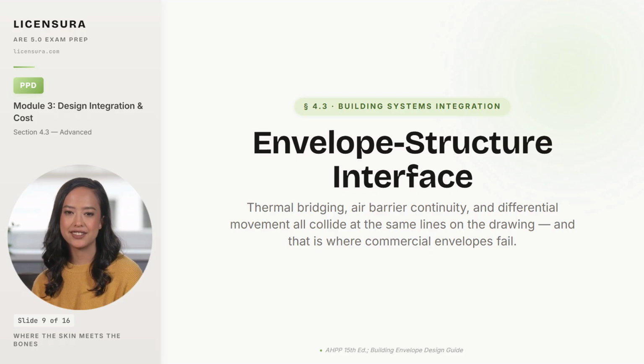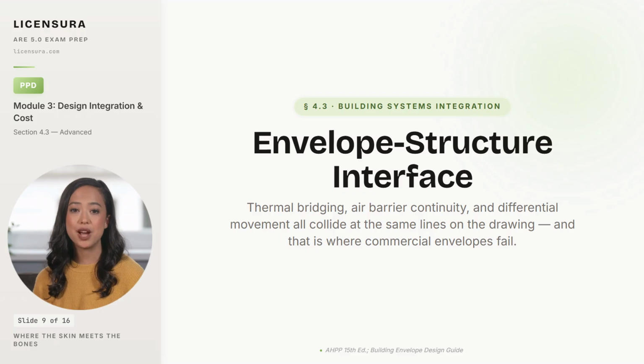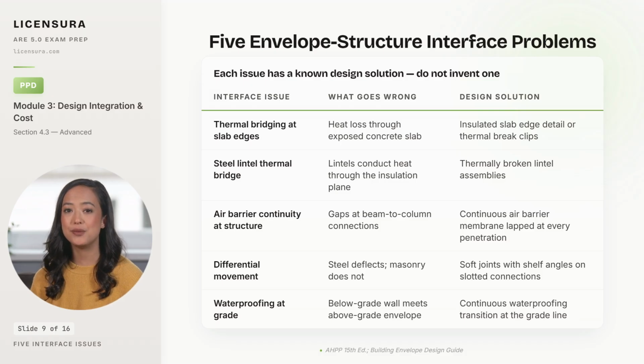The exam tests this interface aggressively because the candidates who do not understand it become the architects who get sued for it. 5 interface problems show up on every commercial project. Know each one before you draw the wall section. 5 interface problems show up on almost every commercial project, and each one has a known design solution that the exam expects you to recognize.